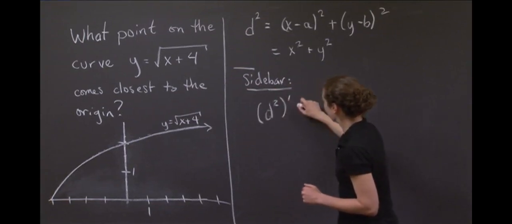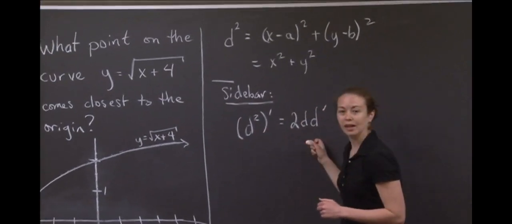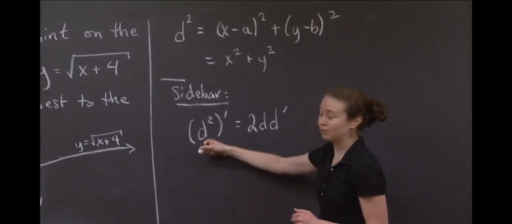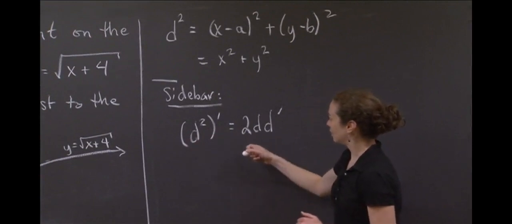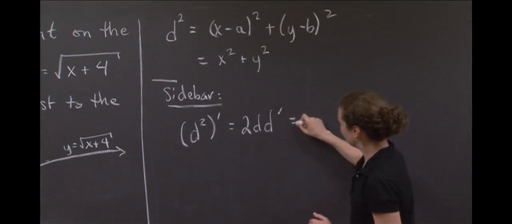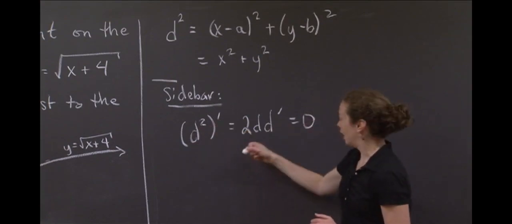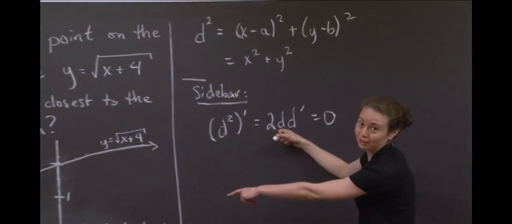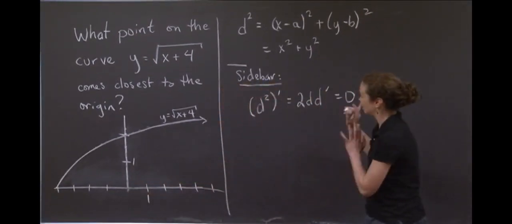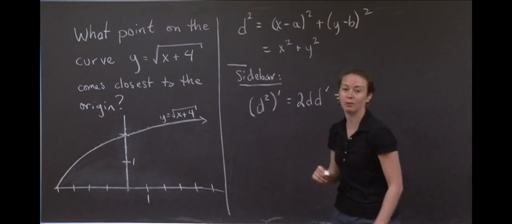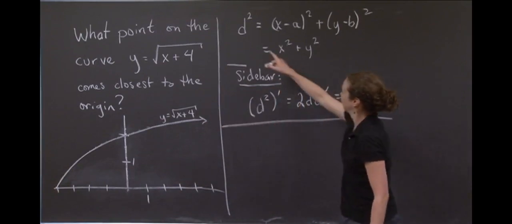Notice d squared prime is equal to 2d d prime. Where did that come from? This is implicit differentiation with respect to x, and this is the chain rule. So if I want d prime to equal 0, I can also find where d squared prime equals 0. I'm assuming, notice the distance is never at the origin, so distance is never 0, so I don't have to worry about that. That's a small sidebar, but just to justify why we can do that. Now let's come back into the problem at hand.